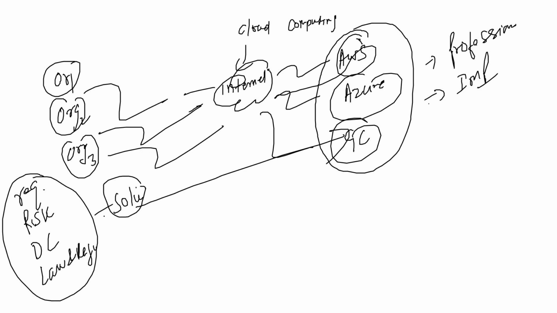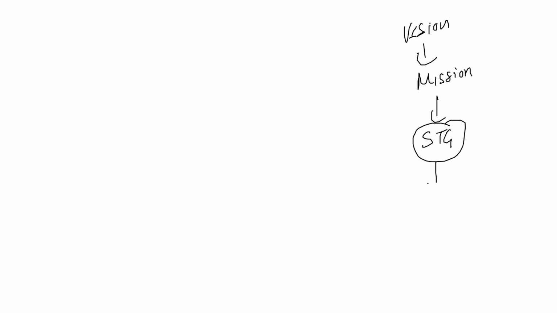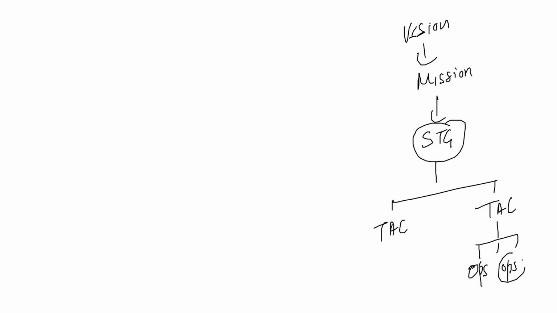Generally, if you see any organization, if you are working in any organization, it starts with a vision. To fulfill the vision, the organization creates a mission. To fulfill the mission, the organization creates a strategy. To fulfill the strategy, the organization creates a tactical plan. And to fulfill the tactical plan, the organization creates an operational plan. Now, as a CCSP, our role is to create a strategy.